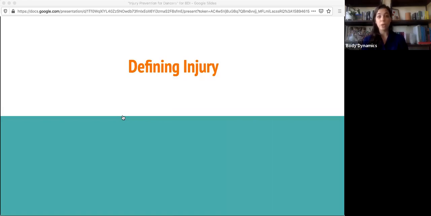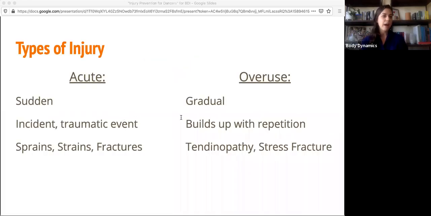So let's start with what is an injury. A simple definition is just any harm or hurt that leads to impairment of structure or function. To dive a little deeper, injuries can be in a couple of categories. We've got acute or overuse. So an acute injury is something that is sudden and typically includes some sort of trauma or incident or event. Things like landing a jump and twisting your ankle, falling and you catch yourself with your arm and you might accidentally fracture your wrist, things like that.